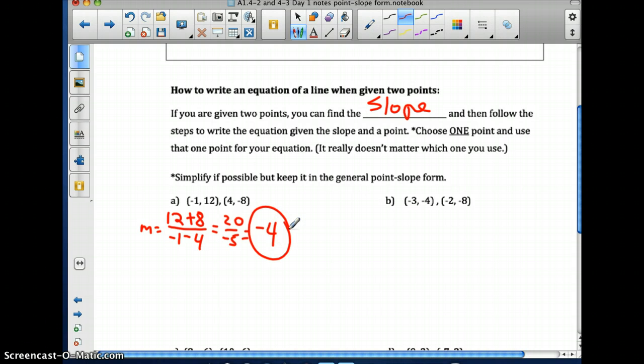Now, there's the slope. What's the logical next question? Which point do we use? Which point do you use? Doesn't matter. That's what the smart kid does. Look at it carefully and choose the easier numbers. I'd use 4, -8, but it doesn't matter.